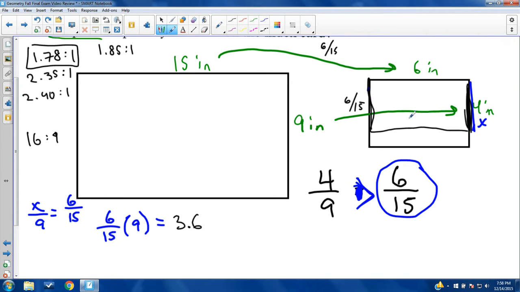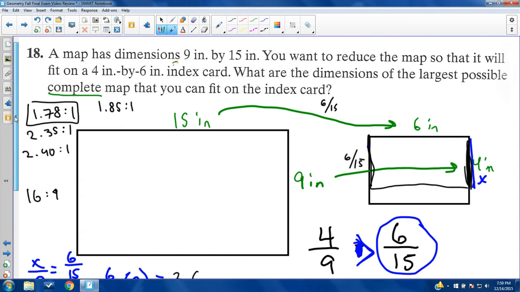Will I fill up the entire card? No. That's not what I'm trying to do. What I'm trying to do is make a complete map that's big enough, the largest possible one. So it's going to be 6 inches wide. It's going to fit on the entire card this way. This way I'm going to leave some white space, either on bottom or on top, or I'm going to make it in the middle, all that stuff.